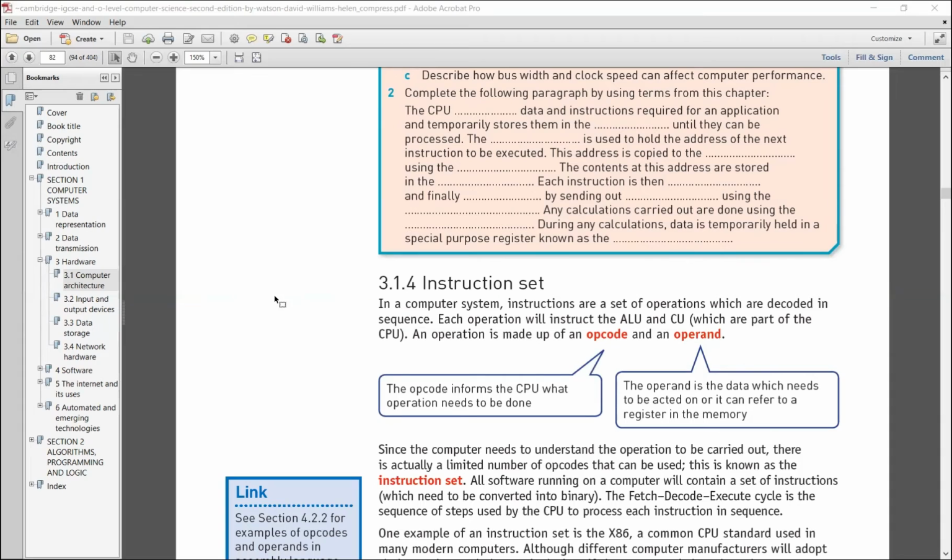So simple thing. Operand is the data or the instruction that is the data which needs to be acted on, or it can refer to a register in the memory also. And opcode is actually the command that is given to the CPU to perform any activity. So this is the main thing that you need to know, beta.